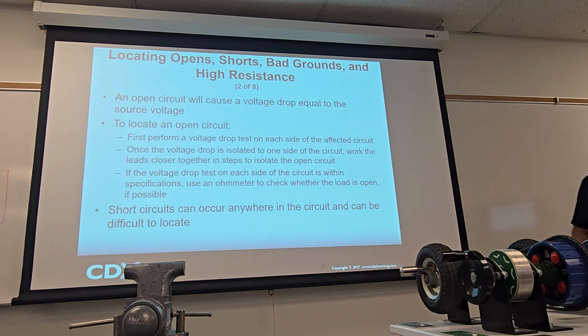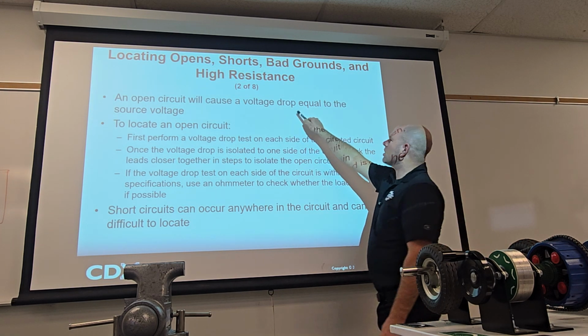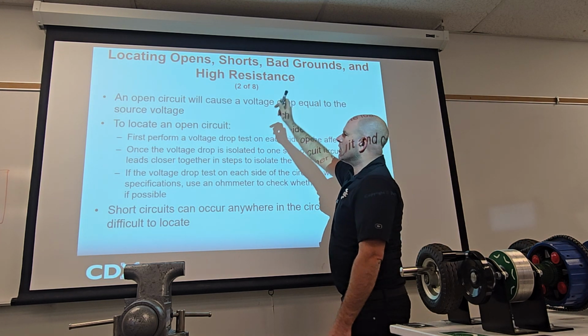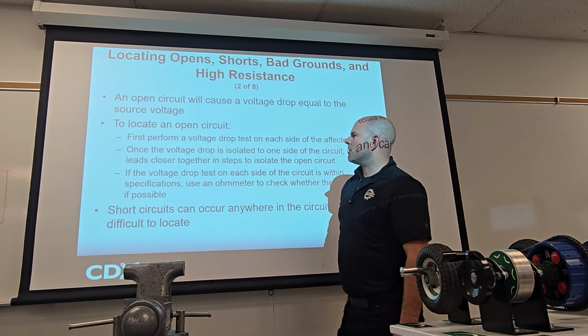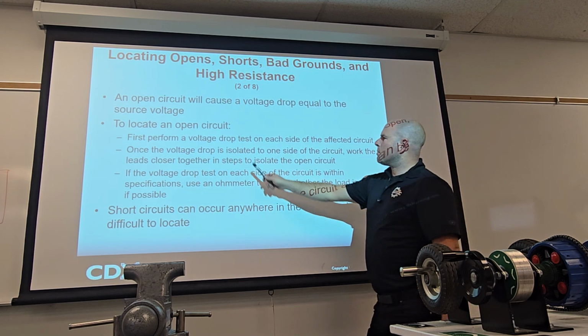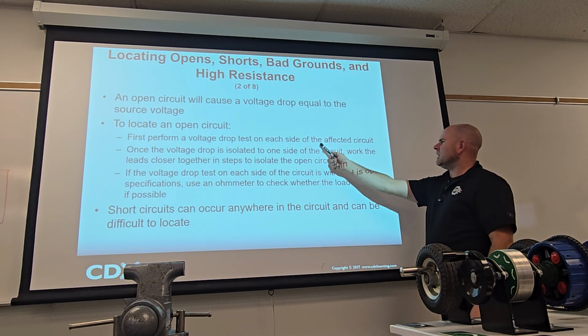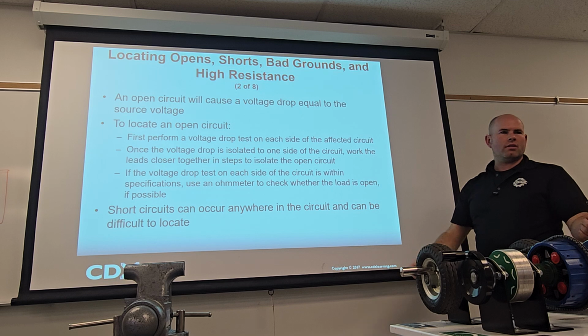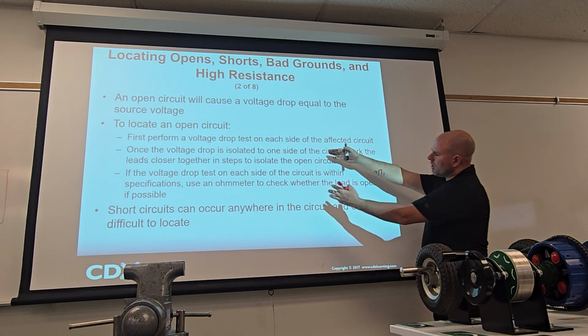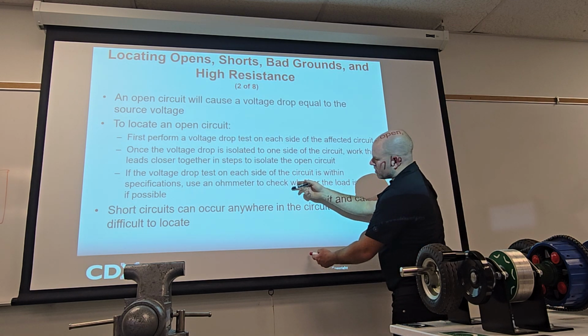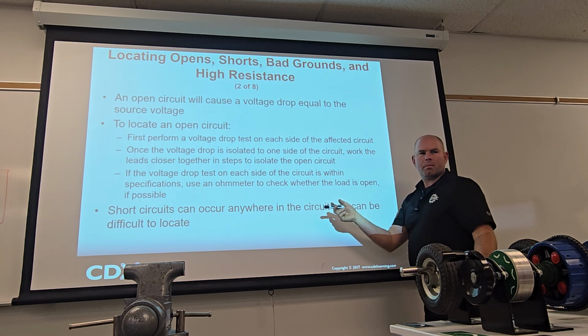Okay, so this is kind of what we're saying. An open would cause a voltage drop equal to the source voltage. So if you wanted to locate an open, here you go. First, you could perform a voltage drop test on each side of the affected circuit. You could do that. You could be like, here's the load in the middle. Let me voltage drop the ground. The ground shouldn't drop any voltage.